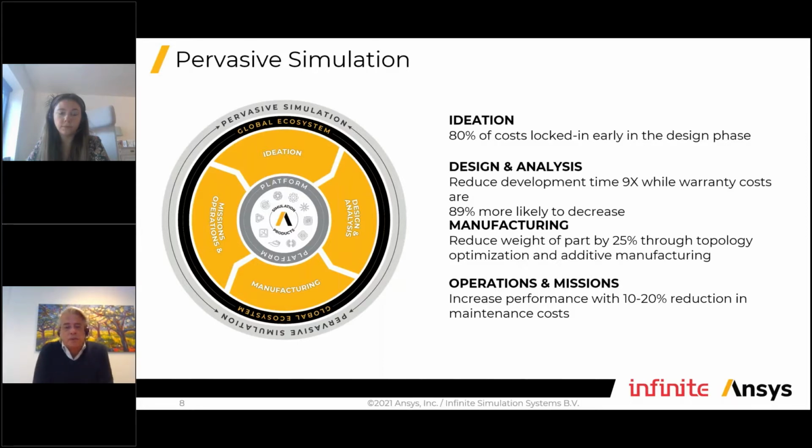Also, there are some new solutions in manufacturing. This means that you can now simulate, for instance, the printing process, so the thing you print is exactly what you had in thought. And last, and that's where you see a lot of development nowadays, is operations, to reduce your maintenance costs. That's mainly done by using a digital twin.